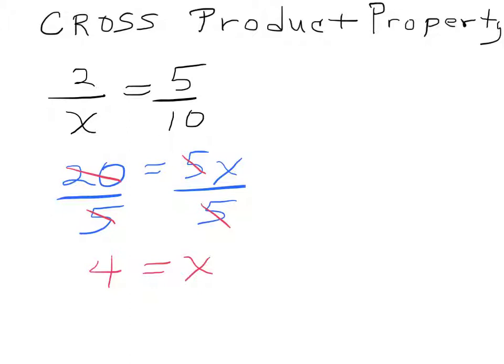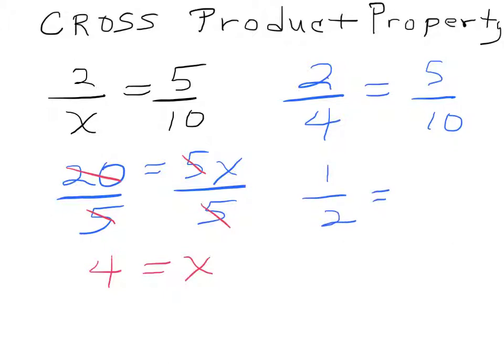At this point we want to check that with our original equation. So where we see x in the original equation, we're going to replace that with 4, so 2 over 4 is equal to 5 over 10. 2 over 4 is the same as 1/2, and sure enough 5 over 10 is also the same as 1/2. So our answer checks, and x is equal to 4.